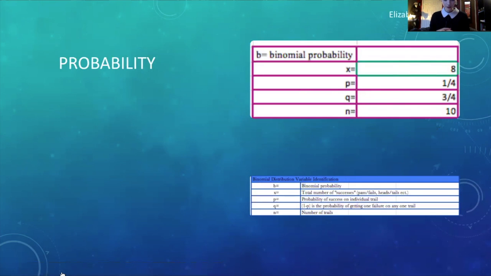Binomial distribution. Binomial. I can never say it. Binomial. There we go. Binomial distribution is a fixed number of trials.